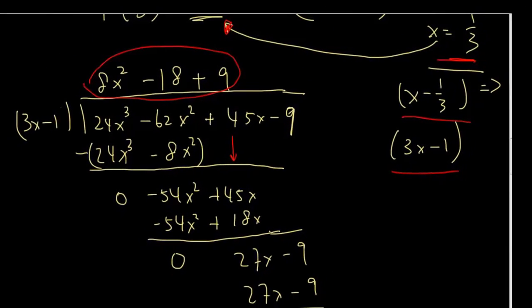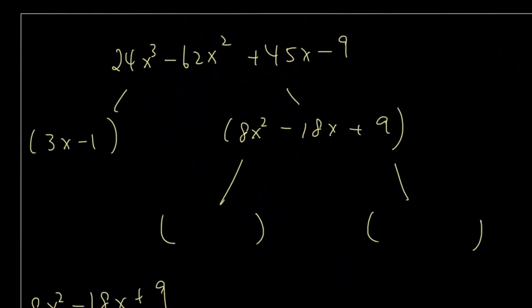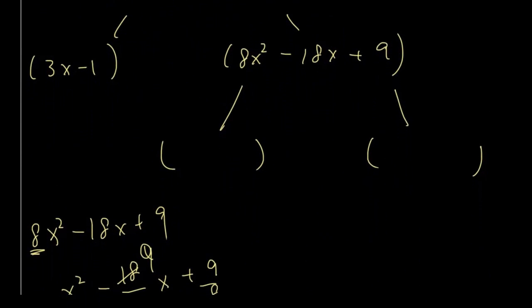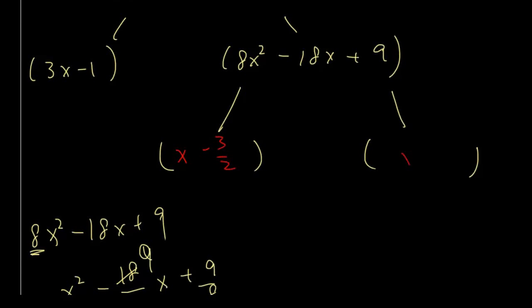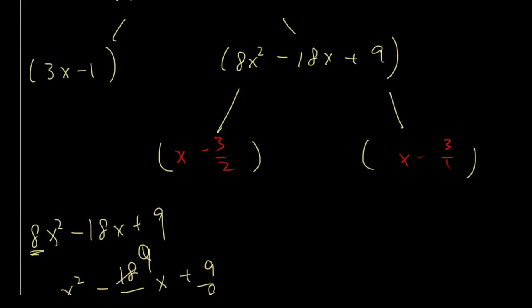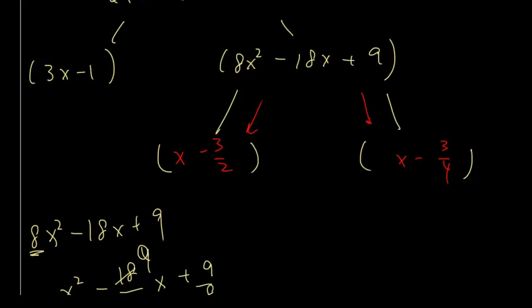So from the quotient, I should write this down. This would be x minus 3 over 2, and this is x minus 3 over 4. So I'll split this into two factors now, using the complete the square method.